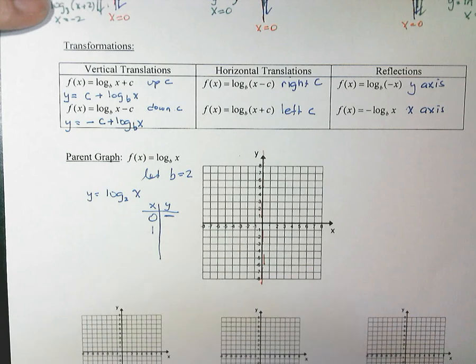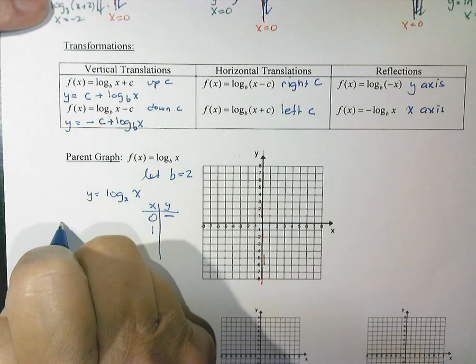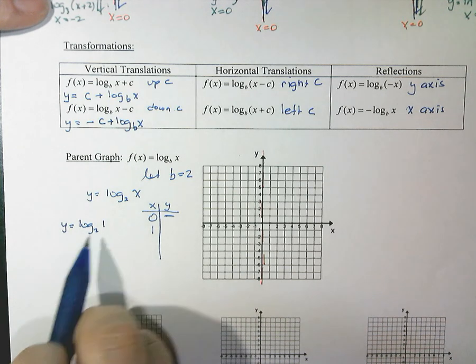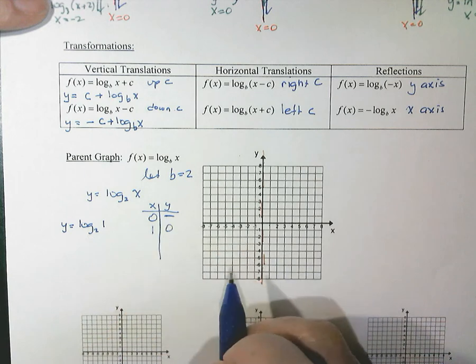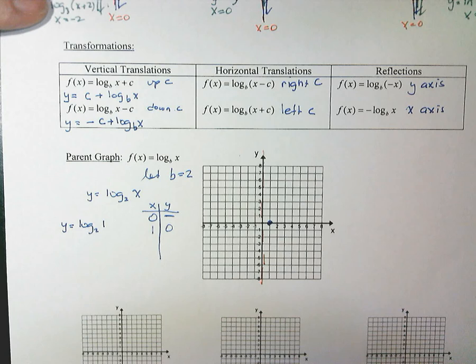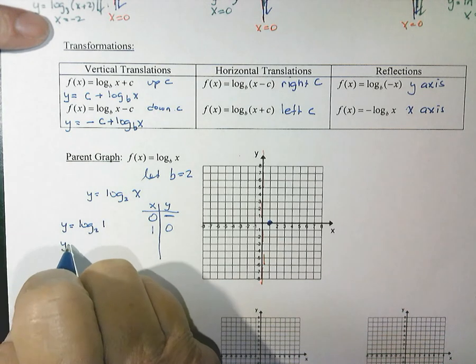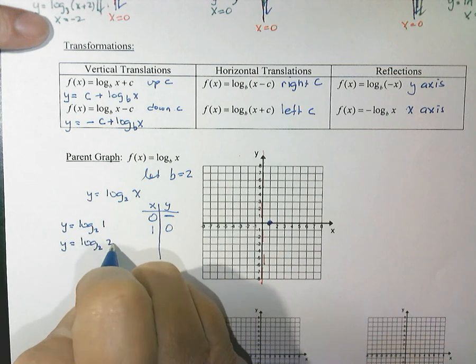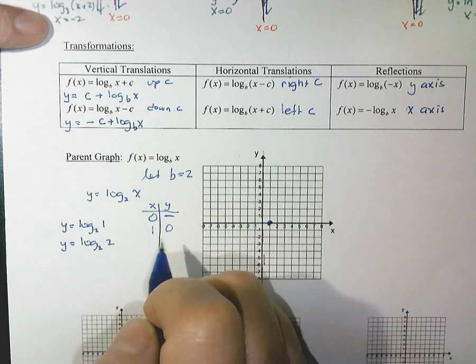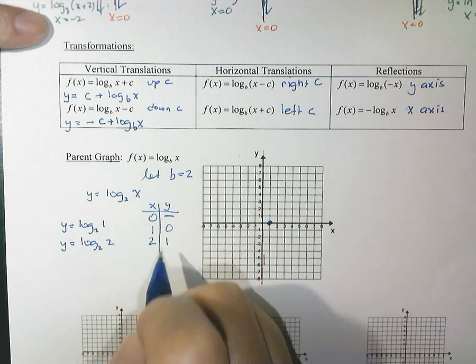If I put a 1 here, y equals log base 2 of 1. Well, that's a property. 2 to what power equals 1? Well, it's always 0. So that's where I get this point, and I will always have that point. What if I had y equals log base 2 of 2? Well, there's another property. Log base 2 of 2 is going to equal 1. So if I put a 2 in for x, I'm going to get a 1 for y.